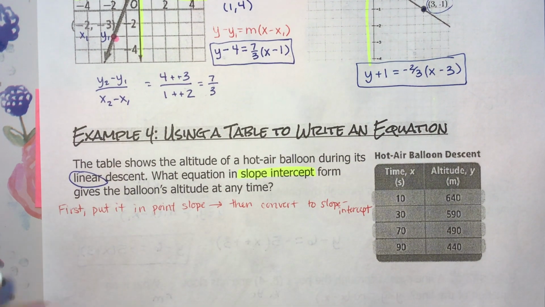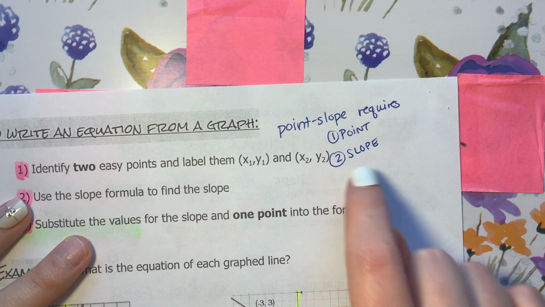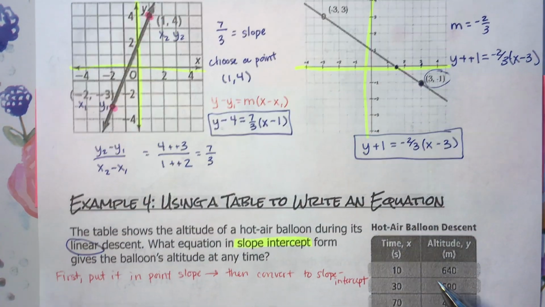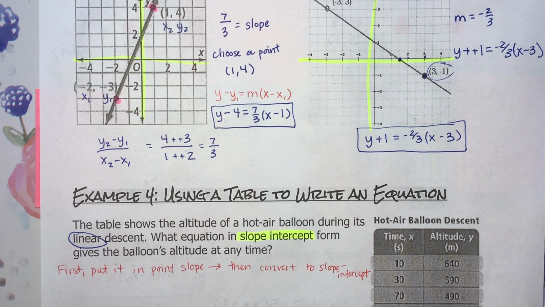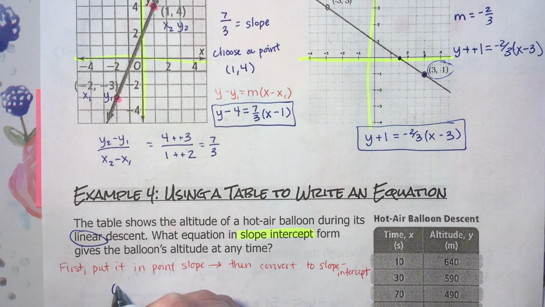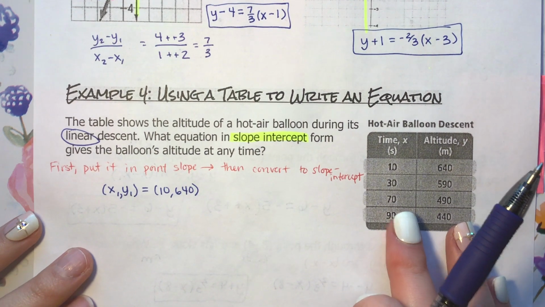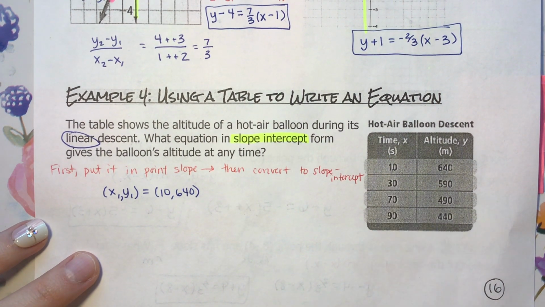So what are the 2 things I need for point slope? Remember from up here, I need a point and I need the slope. Well, we have plenty of points and it should be just fine. So I'm just going to go ahead and say my point is going to be 10, 640. So I know right off the bat, x sub 1 and y sub 1 is going to be 10, 640. Because this is my x and this is my y. And remember, these tables are just ordered pairs in rows.